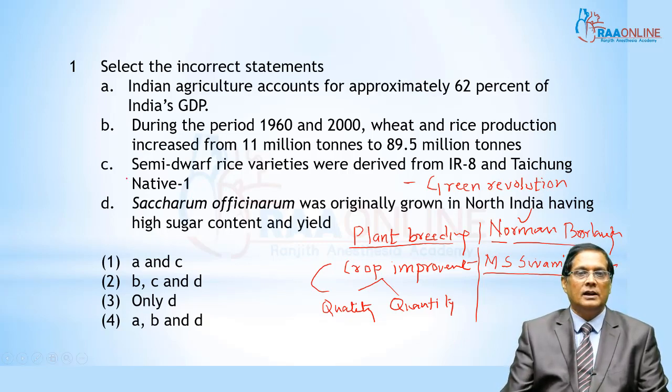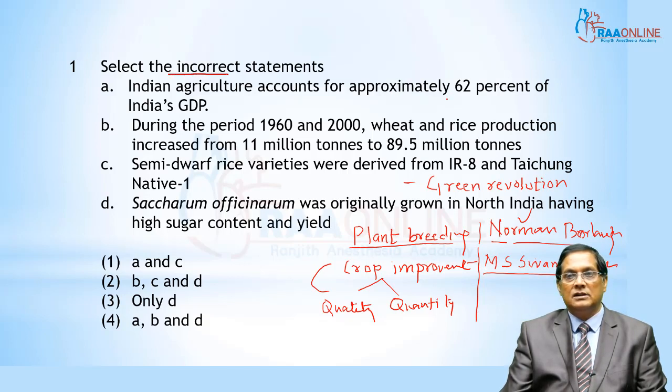Let's select the question number 1 from this section, that is select incorrect statement. Indian agriculture accounts for approximately 62%. No, it's 33%. So A is wrong. During this period, this is right. That is, if we include wheat and rice both, in that case, the production from 11 million tons goes to 89.5. Then rice, semi-dwarf variety of rice, that is IR8. Yes, it is also correct.